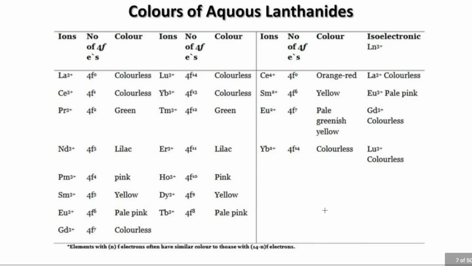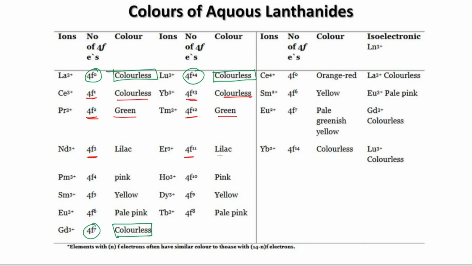All right, let's take the next point. This slide shows you the different colors of the different tri-positive lanthanide ions. Their colors are given over here, and you can just memorize this table. One pattern you can see is that f0, f14 and f7, all three of them, are colorless. The second important thing you can look at in this table is that f1 and f13 have similar colors. Then f2 and f12 again have similar colors.